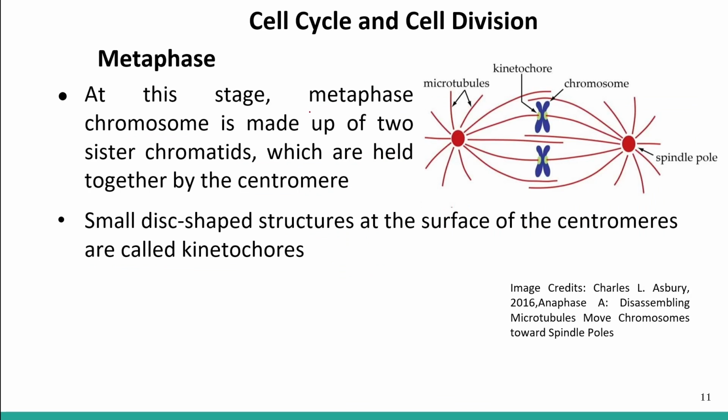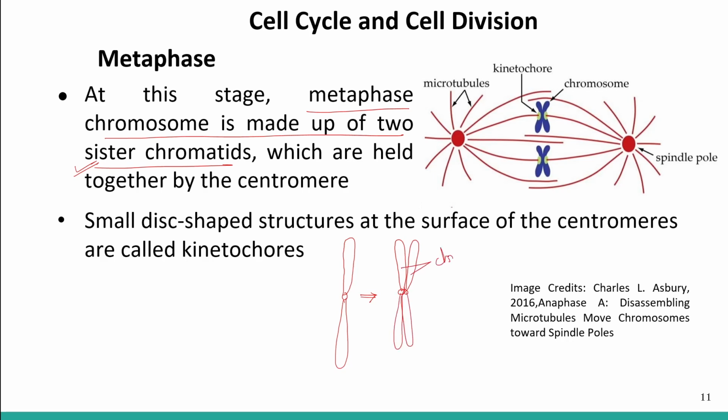At this stage, the metaphase chromosome is made up of two sister chromatids. Now, the chromosome which was like this earlier, separates out into two chromatids like this. So these are the chromatids. At this stage, the metaphase chromosome is made up of two sister chromatids which are held together by the centromere. Here we can see that they are held together by the centromere.